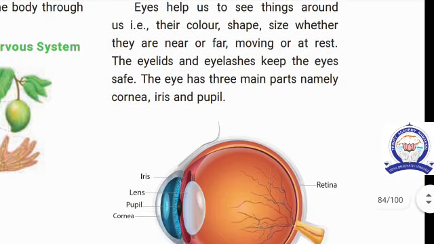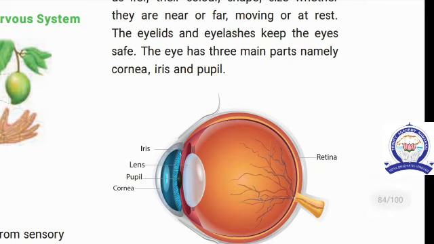The outer layer is cornea. Inner part is iris. The pupil is located in the middle part. So there are three layers that cover the eye. The outer portion of the eye is sclera. Then the middle layer is choroid and the innermost layer is retina.